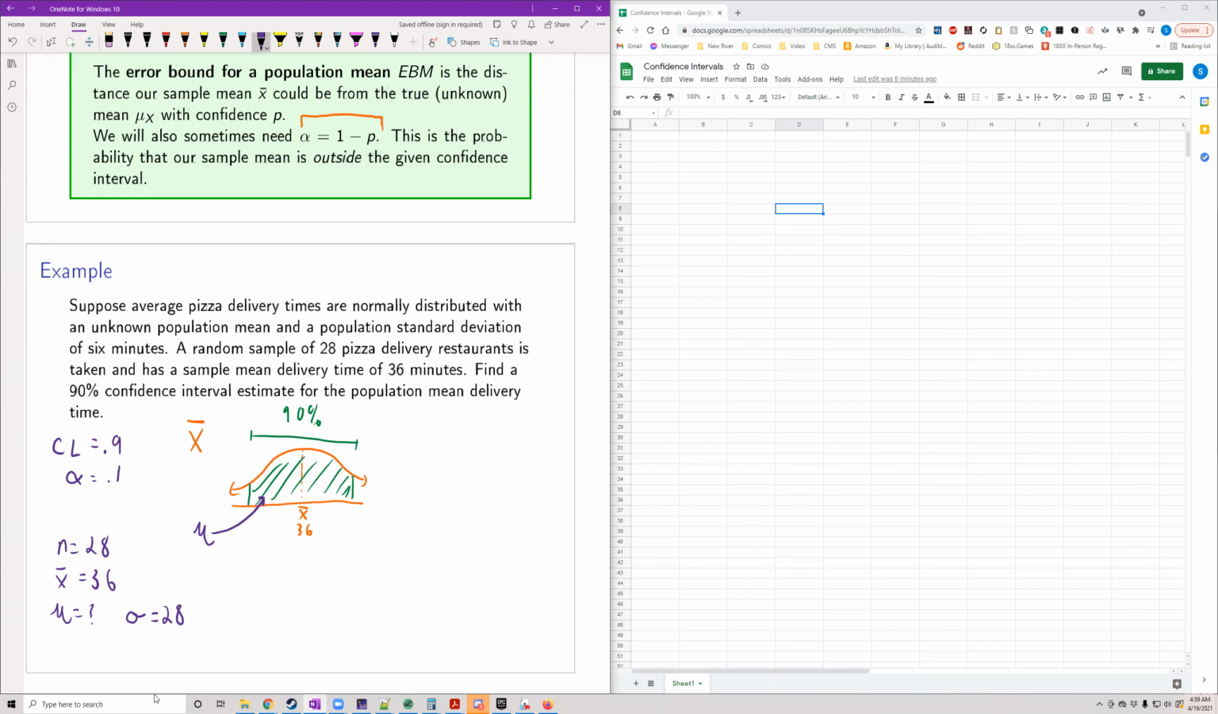Now, we did a lot of this last time. We need to find the values that will give us 90% centered in the middle, which basically means there's 5% here, then 90% here, and then 5% here. So we need to find the two values at 5% and at 95%. And we can do this using Google Sheets. Now, there's two ways that we can do this.